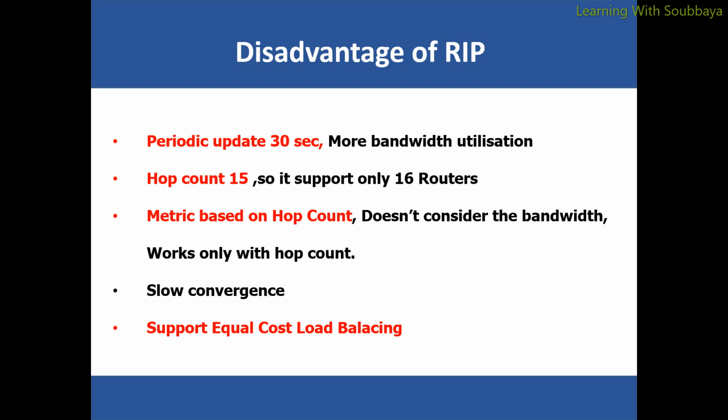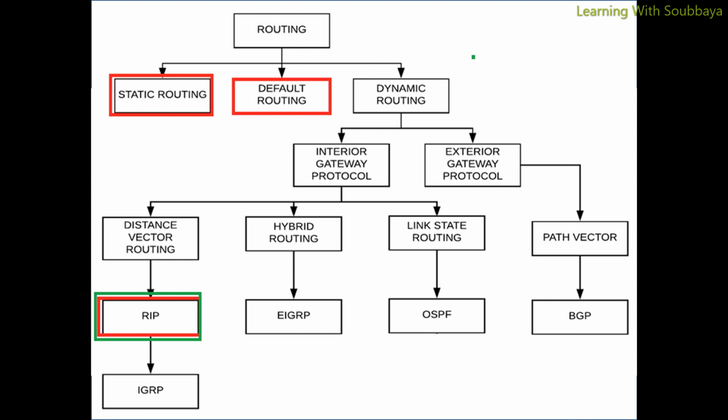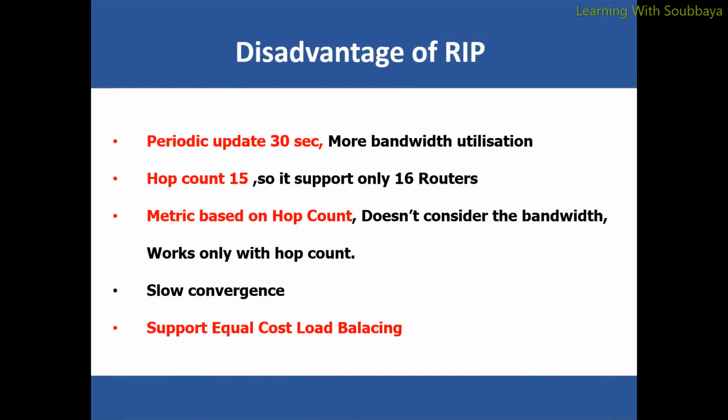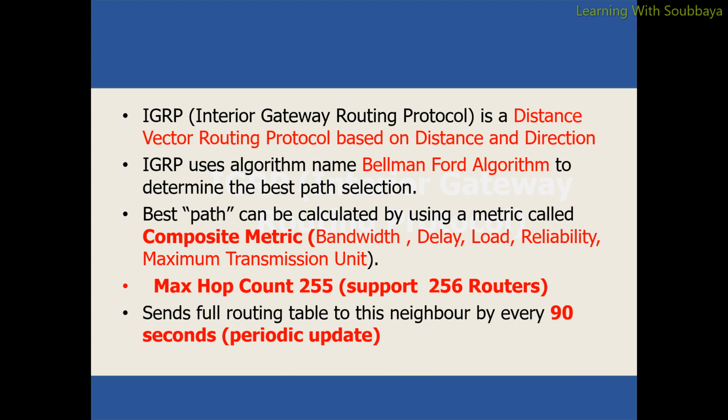To overcome this, Cisco has developed a protocol called IGRP, Interior Gateway Routing Protocol. Where does it come under? It also comes under distance vector, the distance vector protocol. We can say it is based on distance and direction, based on the Bellman-Ford algorithm. So Cisco developed this protocol, a distance vector protocol.